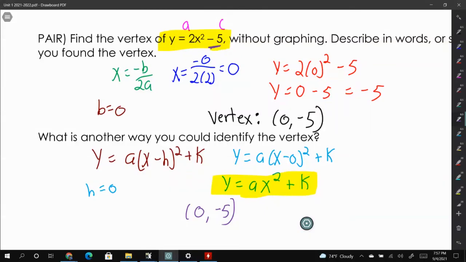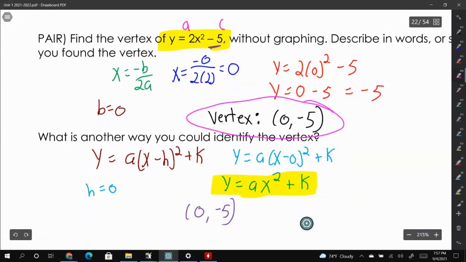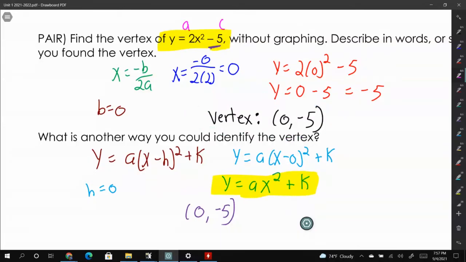If you didn't realize that this was in vertex form, then you saw that I was able to still find the vertex using negative b over 2a. If you realize that, hey, I have an h value of 0 and my k value is -5, then you could have gotten the vertex just from looking at it. So there's more than one way to do some of these problems, and there's no right or wrong way.